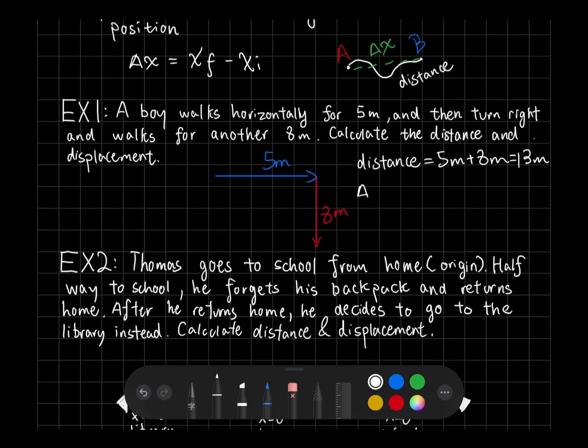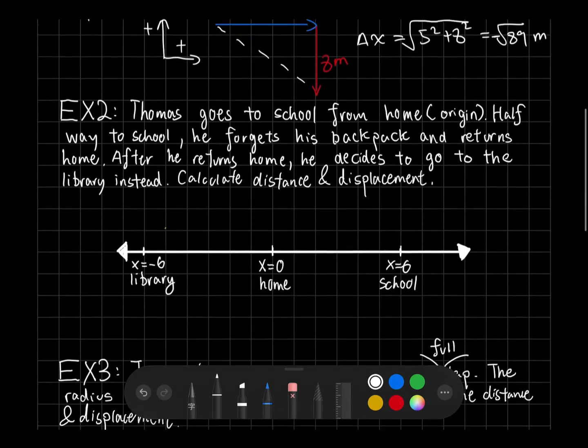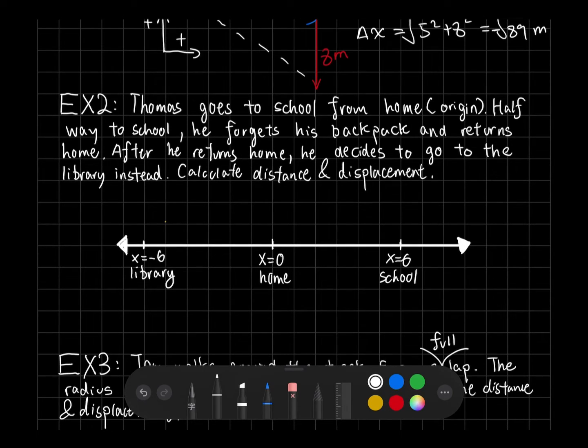And the displacement delta x is just the difference between the positions. Now, if you take reference points as this way positive and this way positive, then going down means that the displacement is negative, which is 5 squared plus 8 squared, and taking the square root of that, which is root 89 meters, but negative here. Now, let's look at another example too.